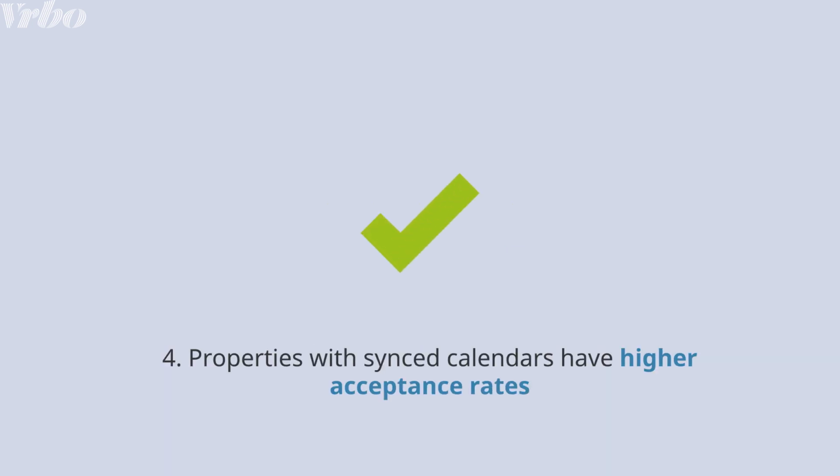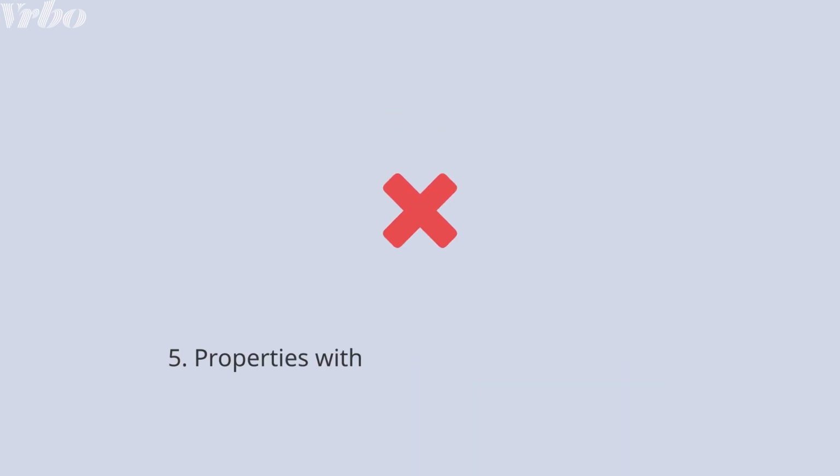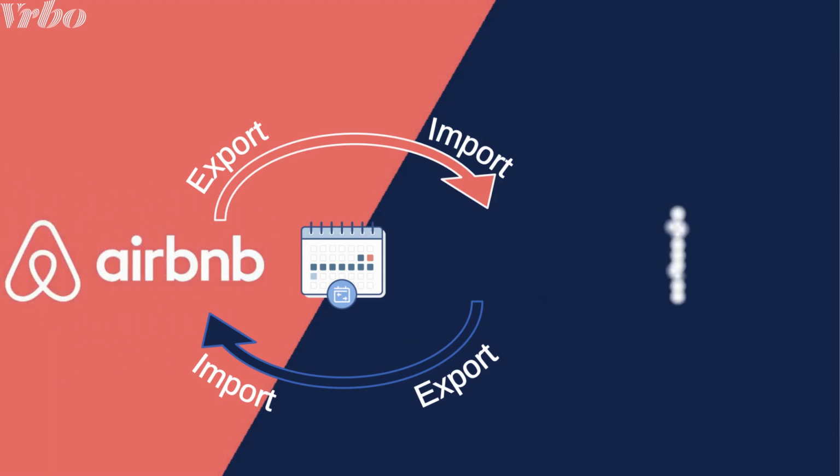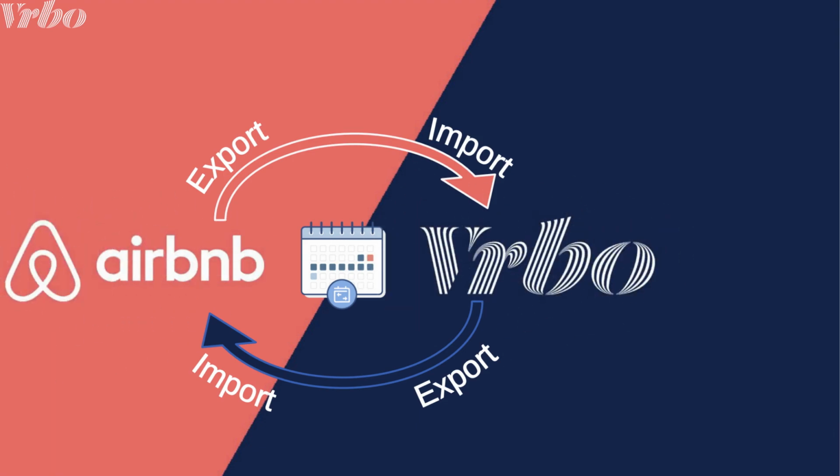4. Properties with synced calendars have higher acceptance rates. 5. Properties with synced calendars have lower cancellations. There are only a few steps to get started with syncing your calendars, and the entire process takes just a few minutes. As an example, we will show you how to sync with Airbnb.